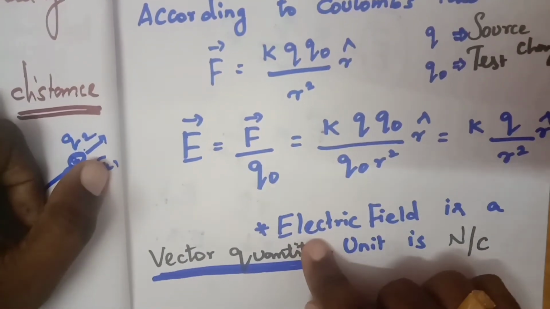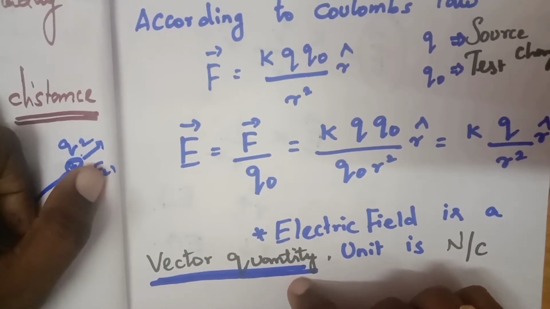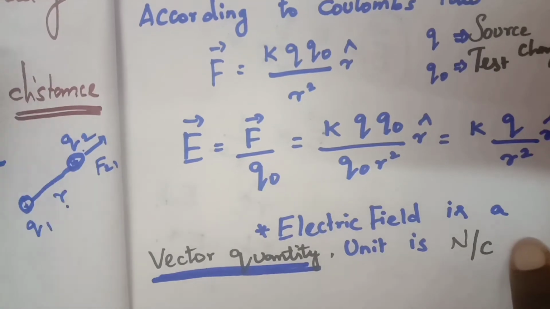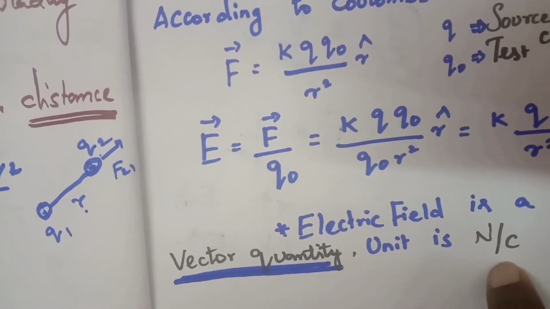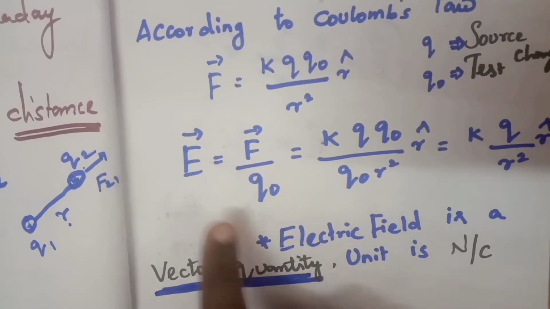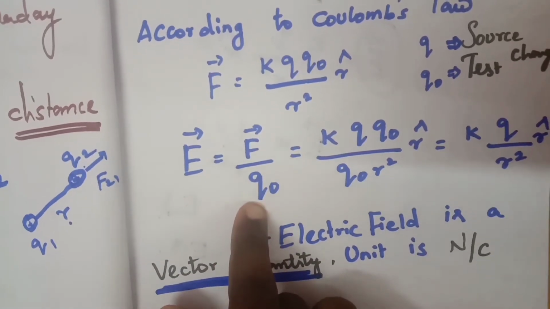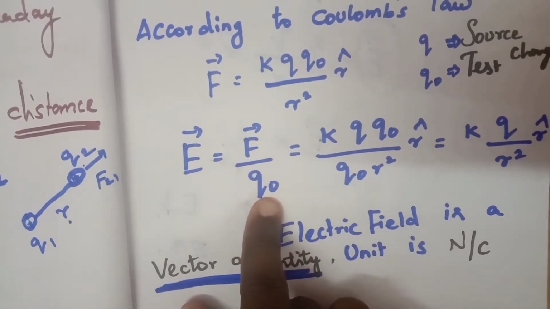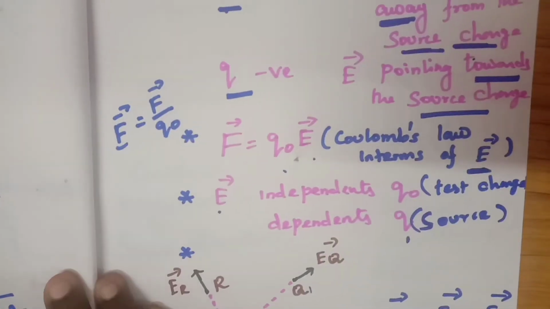Right. So the electric field is a vector quantity because it has both magnitude and direction. Its SI unit is Newton per Coulomb. Based on this formula, it is force per unit charge. The SI unit of force is Newton, and the SI unit of charge is Coulomb. So Newton per Coulomb is the SI unit of electric field.